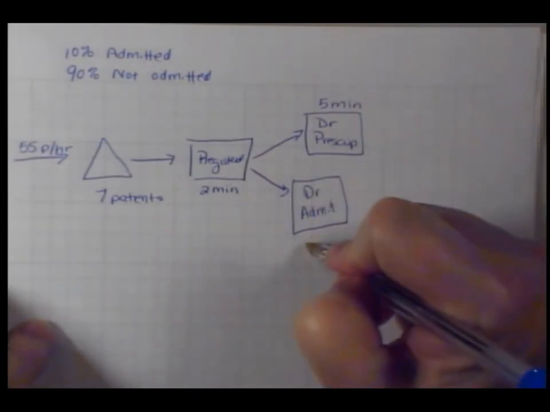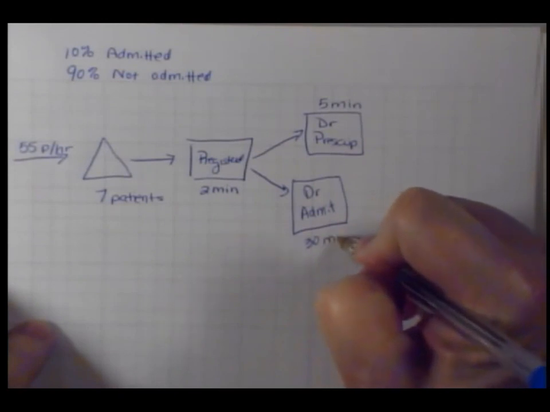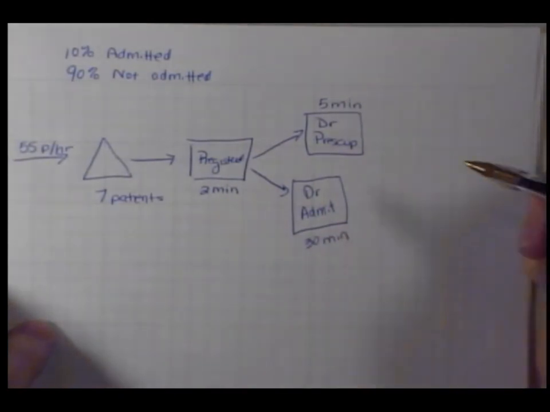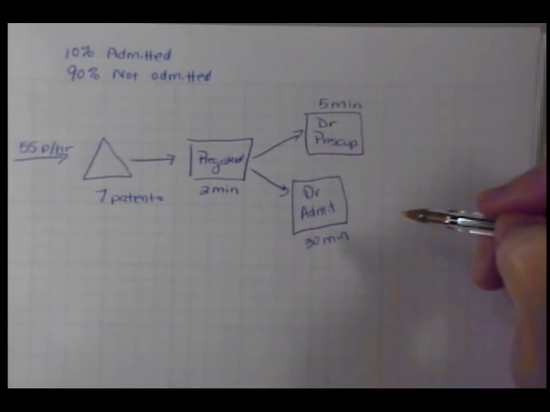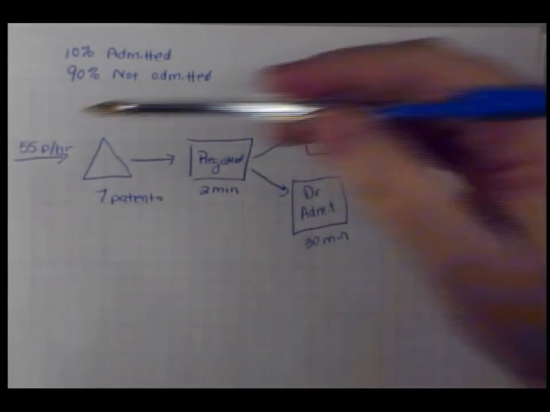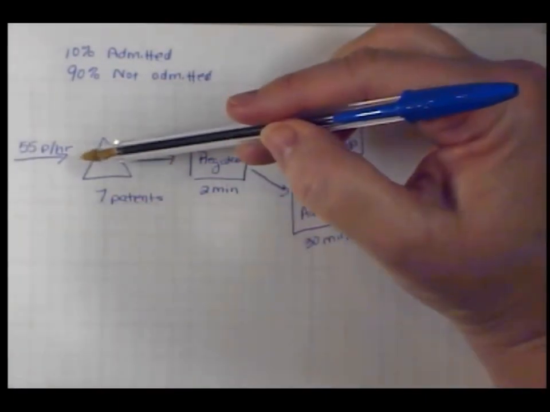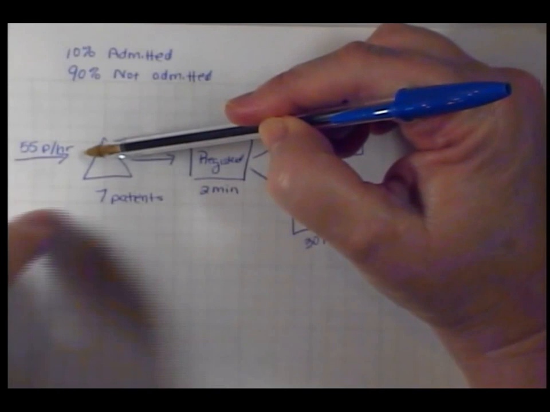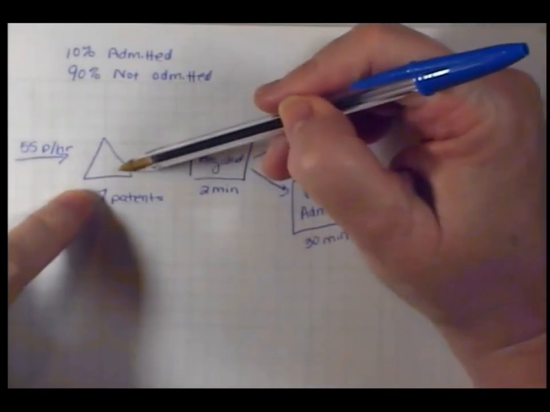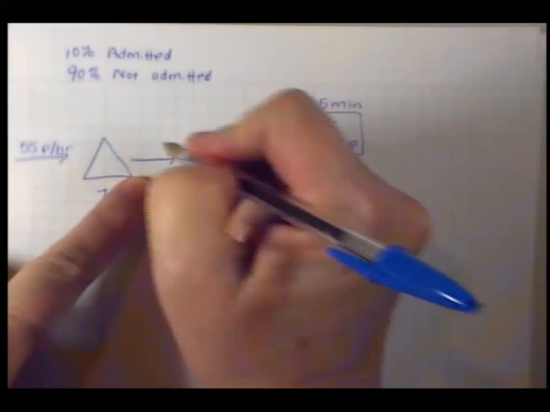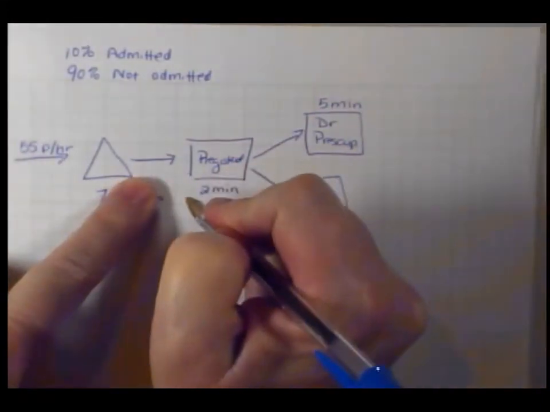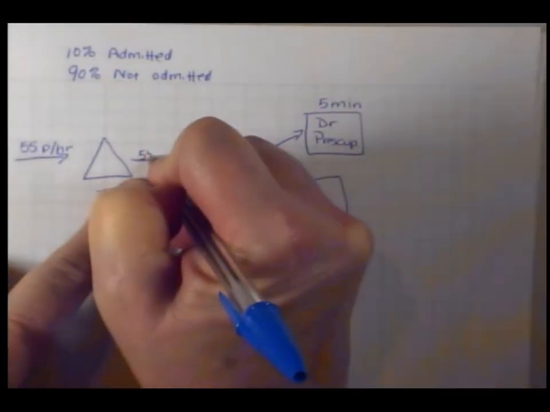They spend 30 minutes. Okay? And so then I've got my 55 patients per hour on my first arrow. So that's how many patients go through this buffer 1. How many patients go through the registration process? 55. Right, so I'm going to put 55 here.